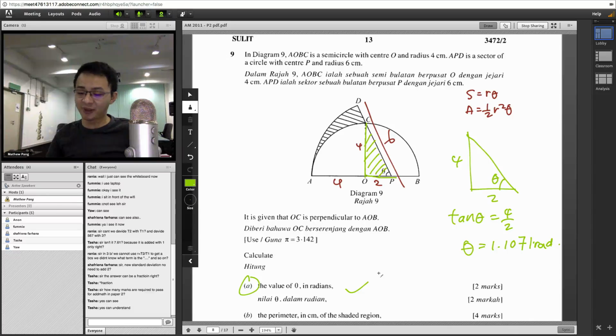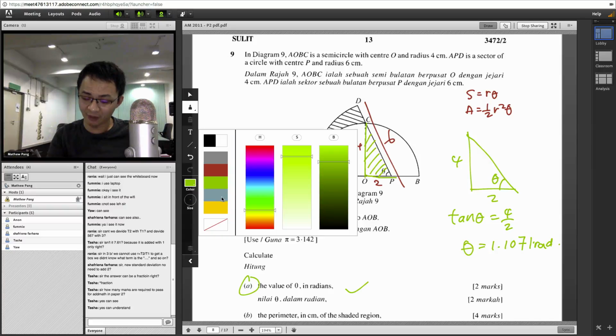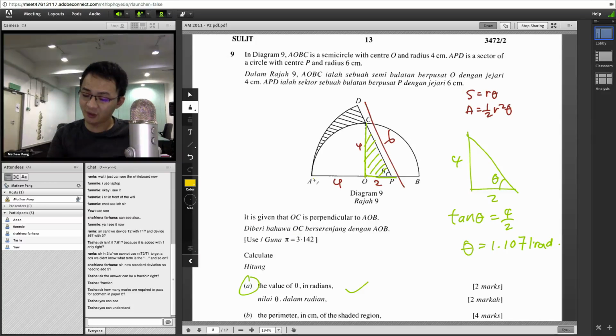Then the perimeter of the shaded region. Finding the perimeter of the shaded region is quite simple and obvious. The first thing is you need to find this arc length, and then you have to find the second arc length, from the bigger sector. And then you need to find this length over here, which we know is 2. So we need to find both arc lengths plus 2. That's all.